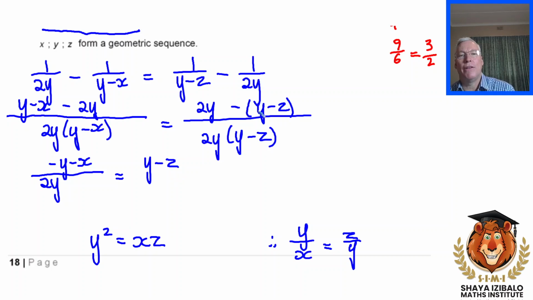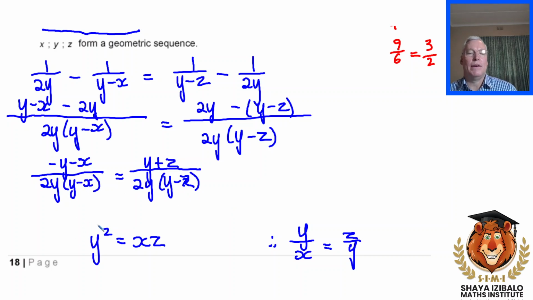All right, 2y minus y is y plus z. And here we've got 2y, y minus z. All right, and I've realized that I've actually made a mistake here. I've left off this y minus x. Okay, now, if we multiply both sides by 2y, it will divide out. Okay, so we can make that simplification.